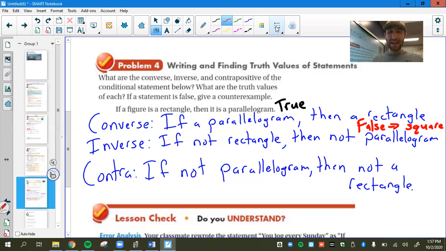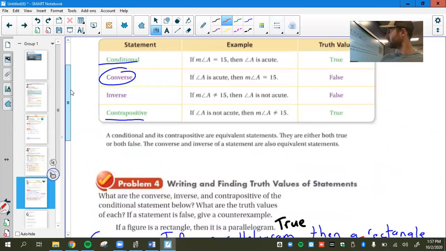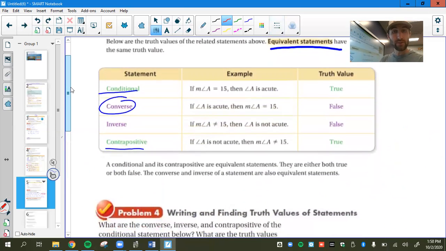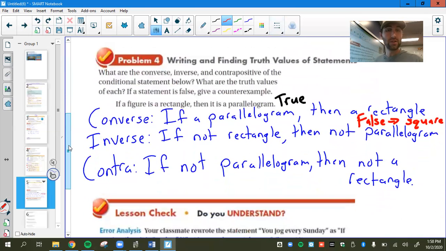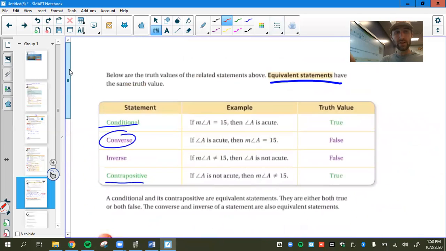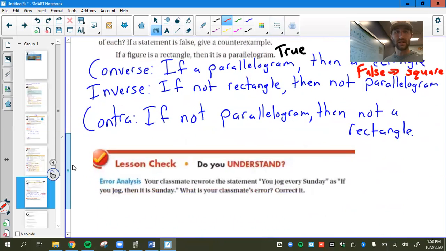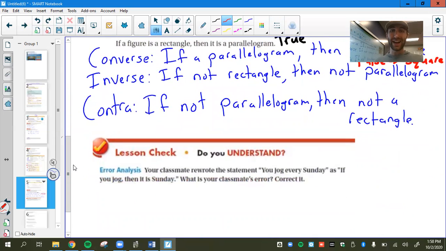If a figure is not a rectangle, then the figure is not a parallelogram. That's also false. Remember, according to those truth statements, a converse and an inverse are paired together. So an inverse is also false, and you can do the same thing. It's also because of a square. That's our counterexample. And a contrapositive, just like we know from above: if a conditional statement is true, so is the contrapositive. Our contrapositive: if a figure is not a parallelogram, then it's not a rectangle. That's true.